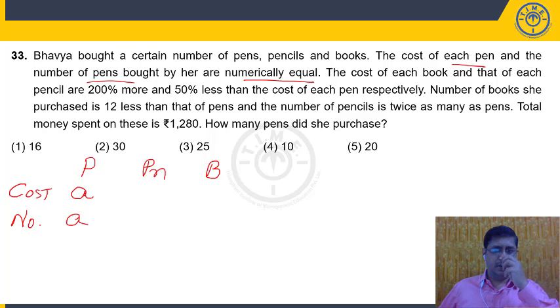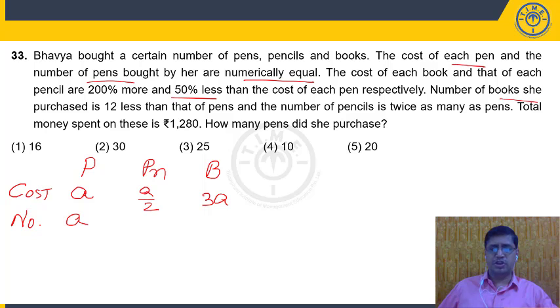Okay, now what is the next point here? The cost of each book and that of each pencil are 200% more and 50% less than the cost of each pen. So book is 200% more. 200% more means 100 plus 200, that is 300%, which means 3 times. 3 times A is 3A, that is the cost. And here it is saying 50% less. 50% means half, so it is A by 2. That is the cost.